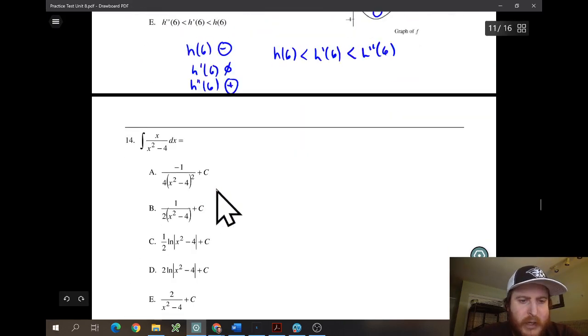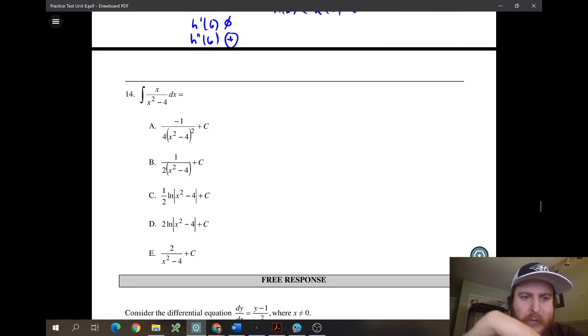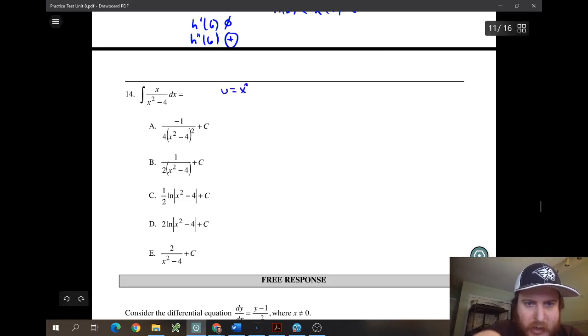All right, 14. This one is tricky. This one, if it's on your test, will be extra credit. This is that super hard rule about the u sub. So basically in this case, our u is going to be our denominator, the x squared minus 4 term. And du, oh no, never mind, this isn't that case. This is just a normal u sub.